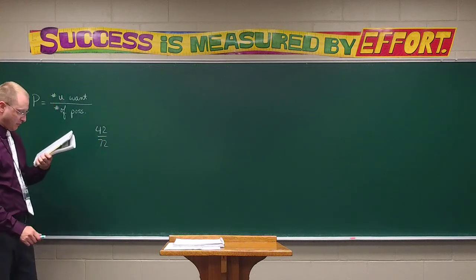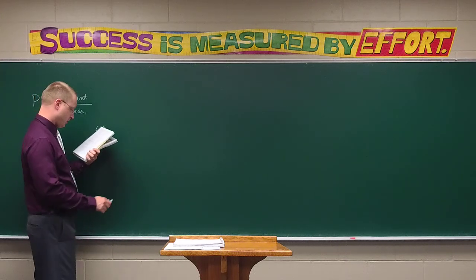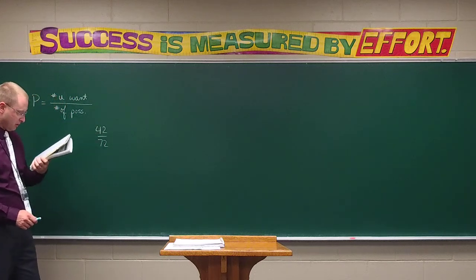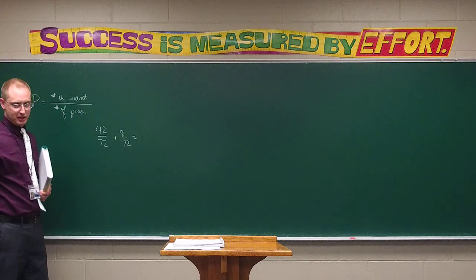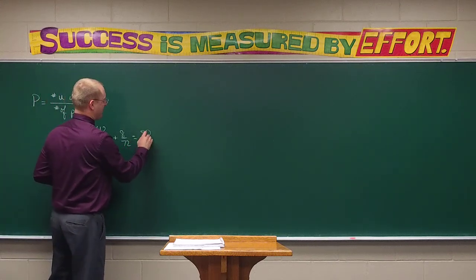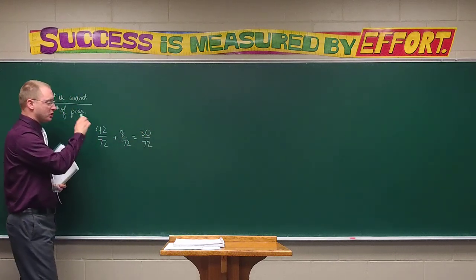And what are the odds of a devotional book? 8 out of 72. And we just add them together, and so we get 50 to 72. There we go. And we would want to reduce all ratios.